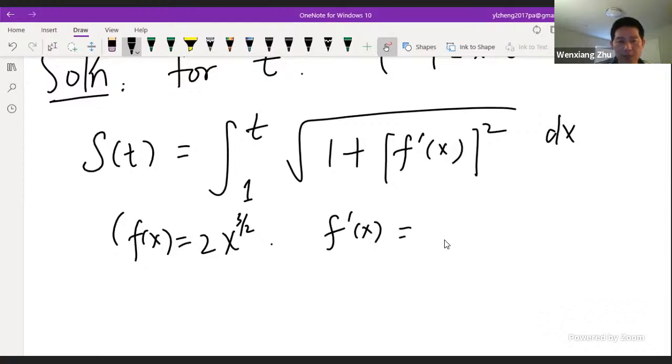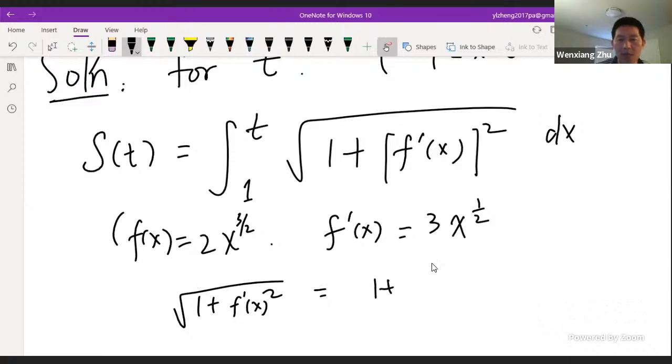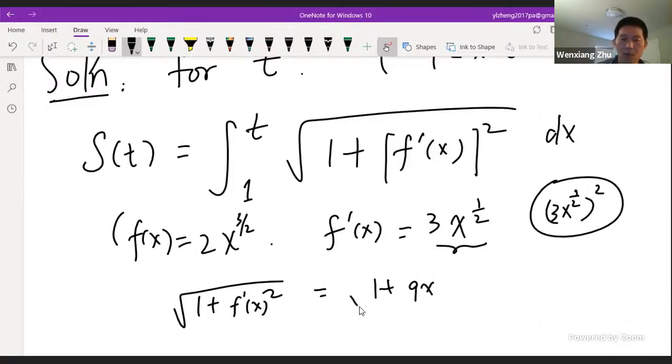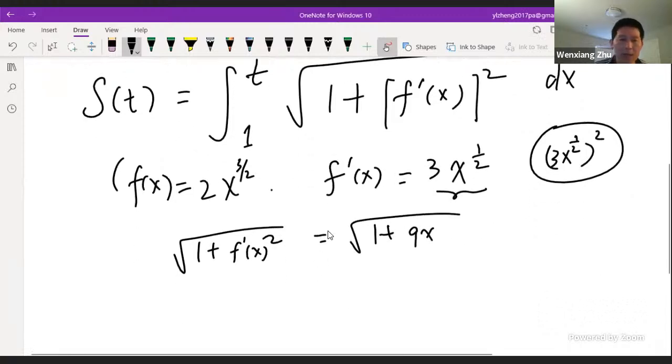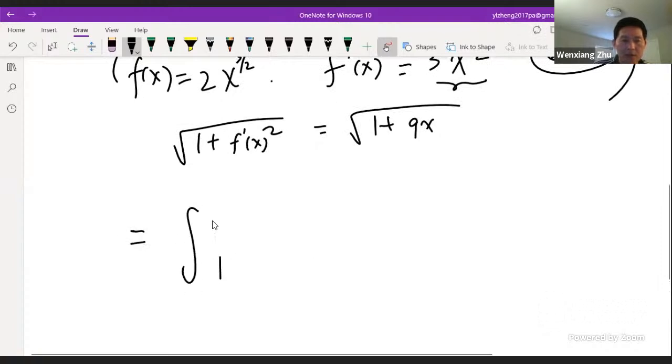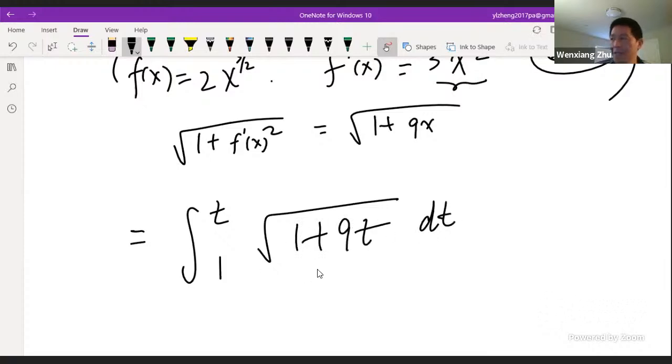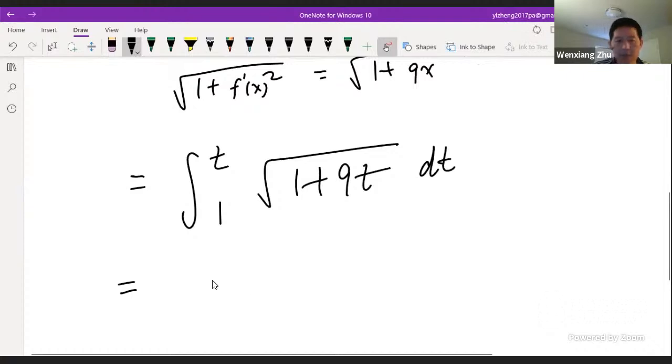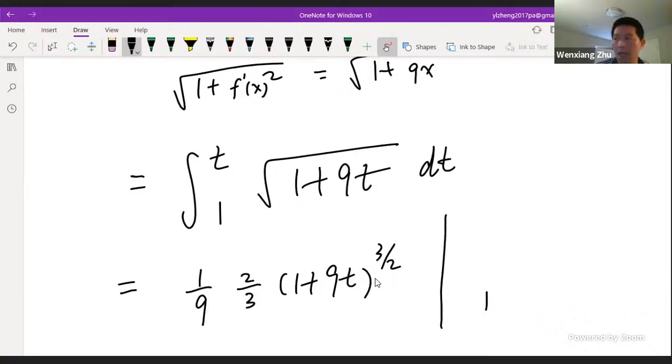Easy calculation, f prime of x will be 3x to the 1/2 power. If you square that and take the square root, you have 1 plus that squared. You gotta be careful, you have 9x to the first power, because 3x to the half, you square that. That gives you 1 plus 9x. So now we end up with integration from 1 to t of square root of 1 plus 9t dt. It's a very easy substitution. I'm going to skip the steps, just give you the antiderivative: 1/9 times 2/3 times (1 plus 9t) to the 3/2 power. You evaluate now.